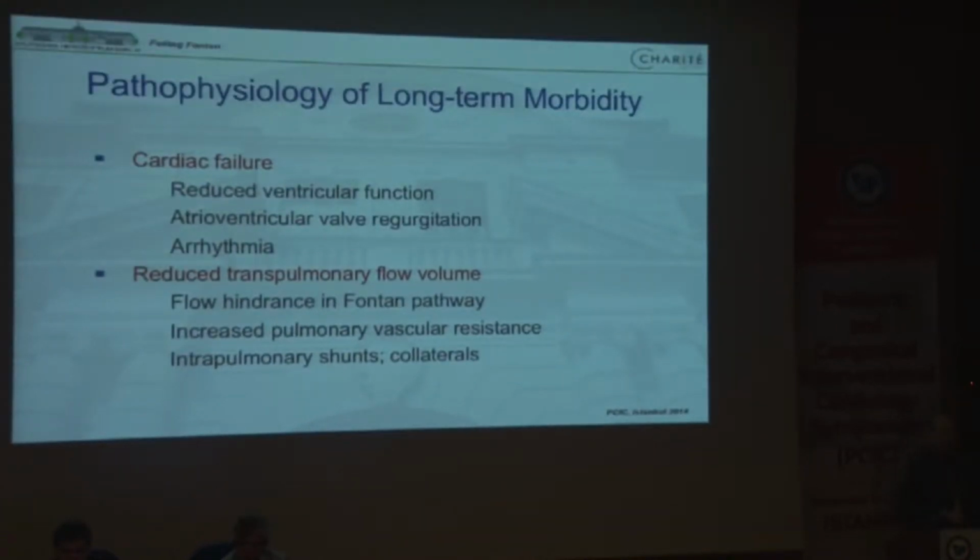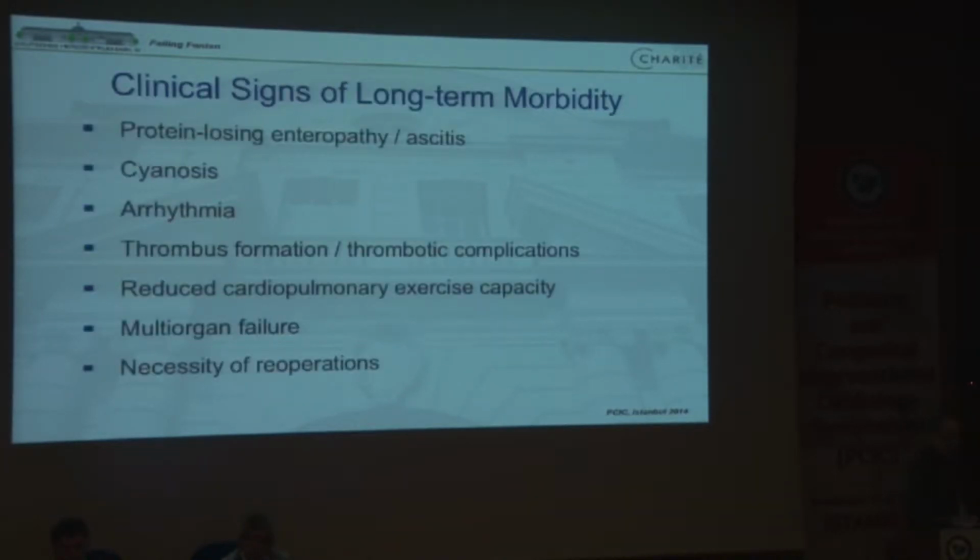If you look at the pathophysiology of the long-term morbidity, especially in these Fontan modifications, you have two parts, which are the two commandments in this situation. One is cardiac failure, which may be caused by reduced ventricular function, AV valve regurgitations, or recurrent arrhythmia. The other part is reduced transpulmonary flow volume, which may be caused by any hindrance in the Fontan pathways or any increased pulmonary vascular resistance, from whatever cause, and by intrapulmonary shunts and specifically collaterals as well.